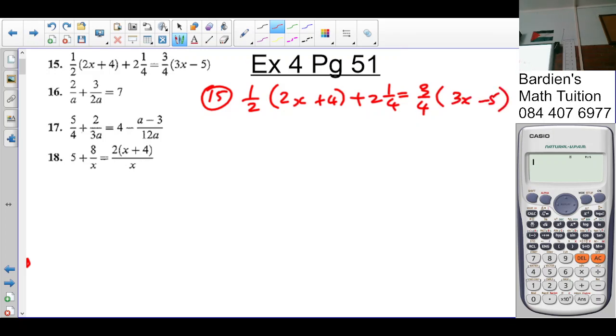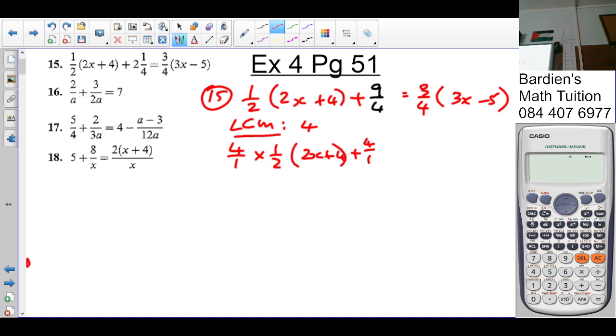Okay, now people settle down. So what I'm going to do is replace this 2 and a quarter as 9 over 4. Who asked this question? Right, carry on Michael, what's your LCM? 4. So it's going to be 4 over 1 times 1 over 2 into 2x plus 4, plus 4 over 1 times 9 over 4 equals 4 over 1 times 3 over 4 into 3x minus 5. You agree with that, Michael?